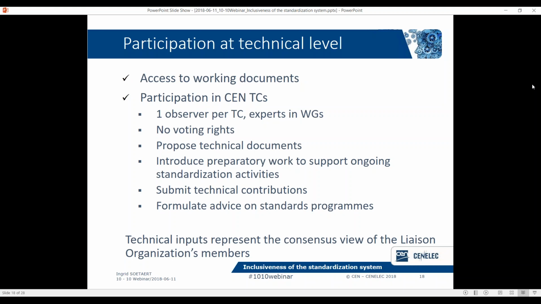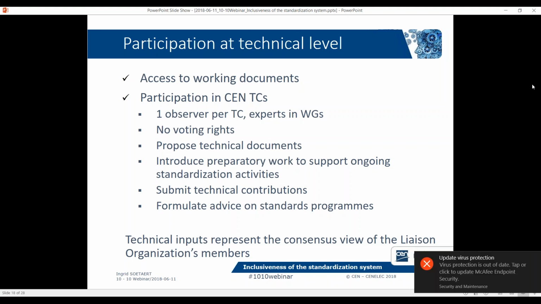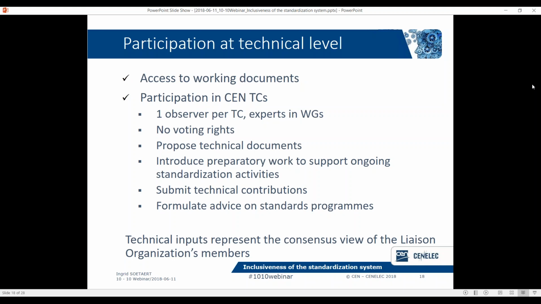Liaison organizations, but also the partner organizations, have to ensure that the technical input they provide, and that is provided by their representatives in technical bodies, represents the consensus view of their members and their stakeholders.